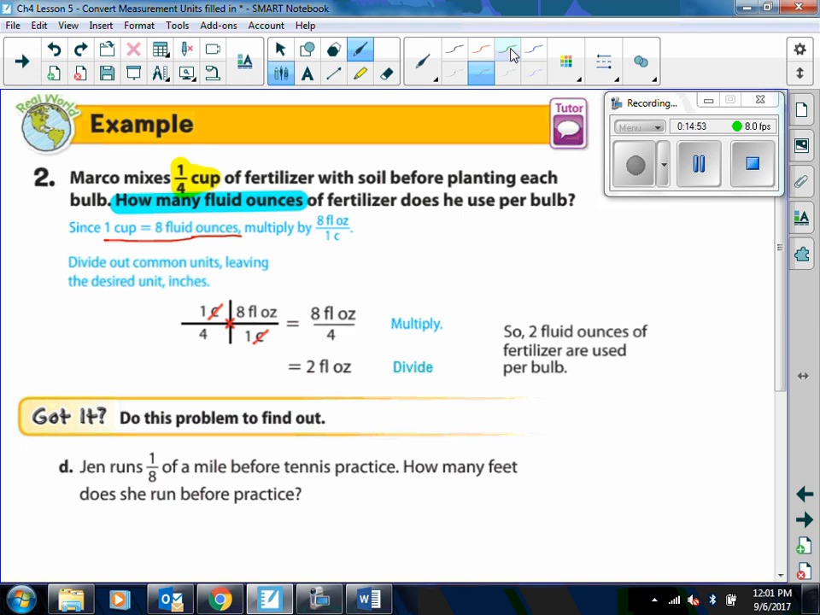Could I have simplified right here first? 4 divided by 4 is 1. 8 divided by 4 is 2. When I multiply straight across, I get 2 fluid ounces. I could do that too. Okay? Very good. So let's do example D together.